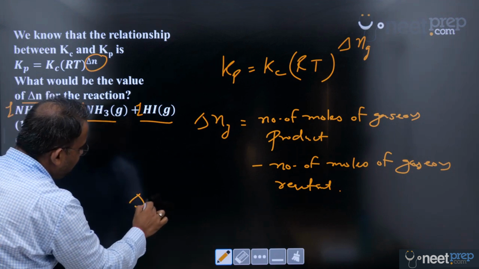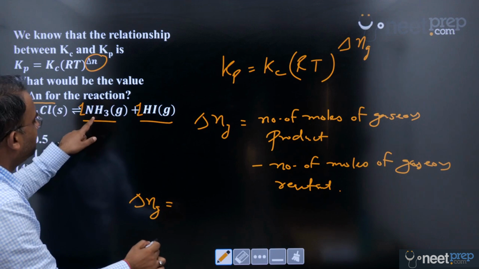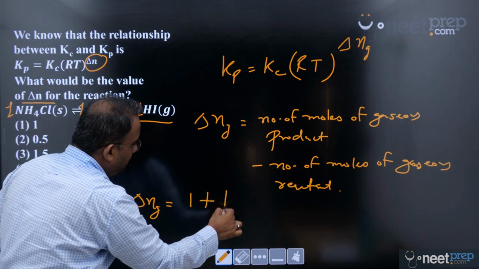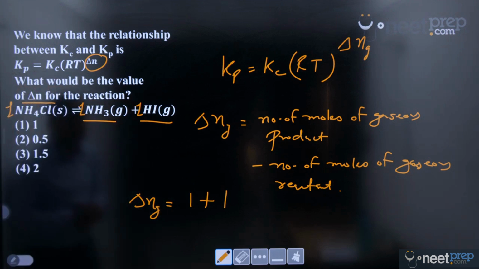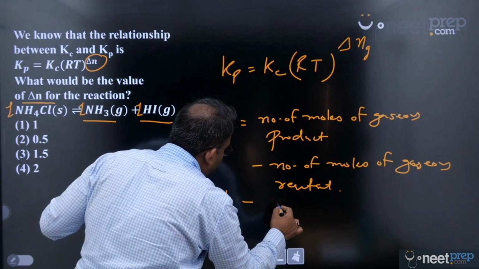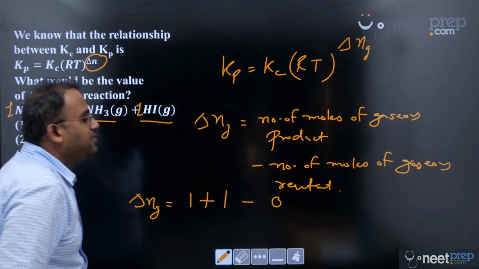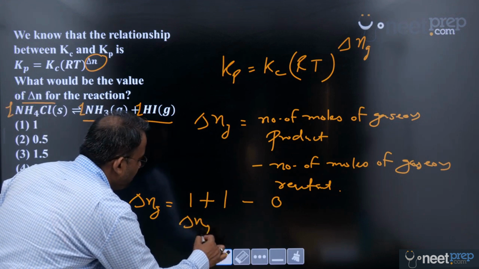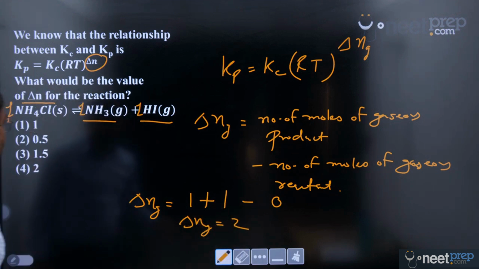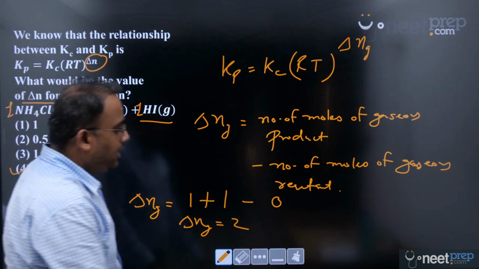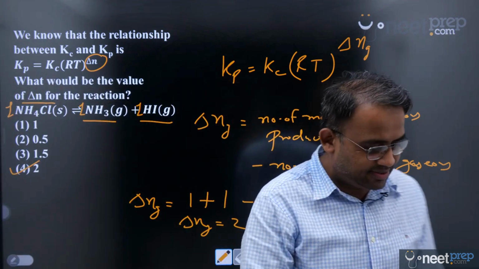So my delta Ng value will be: I have 1 mole of ammonia in product here plus 1 mole of gaseous product in the form of HCl here, and ammonium chloride, a salt, is in solid state. So the number of moles of gaseous reactant in this case is 0. So my delta Ng value is 2. And it has asked me to calculate the value of delta N for this reaction. So the fourth option is the correct option as far as this problem is concerned.